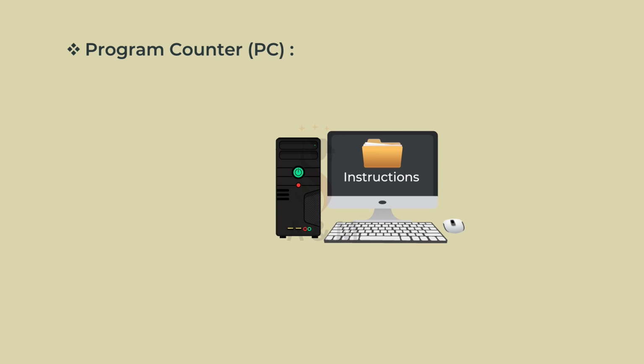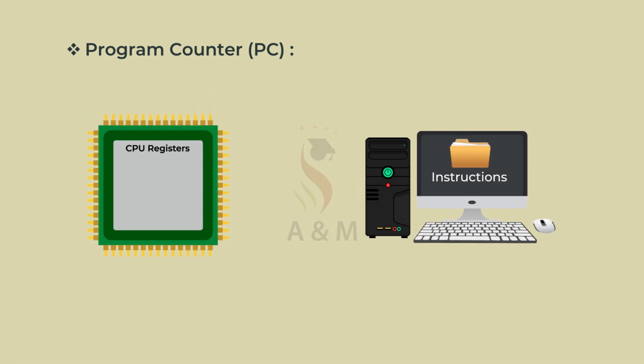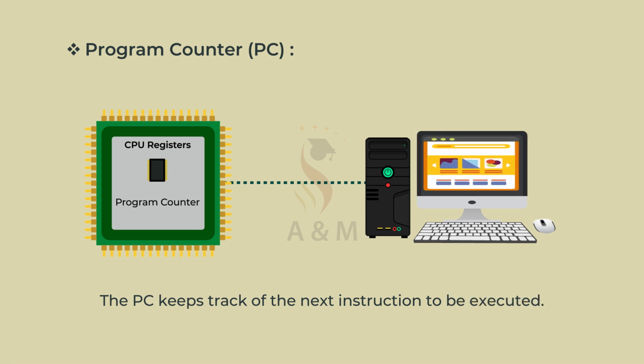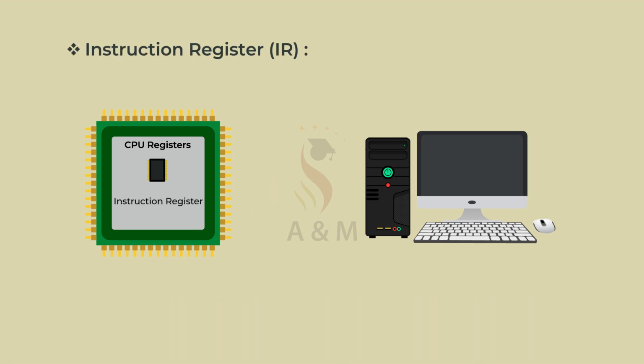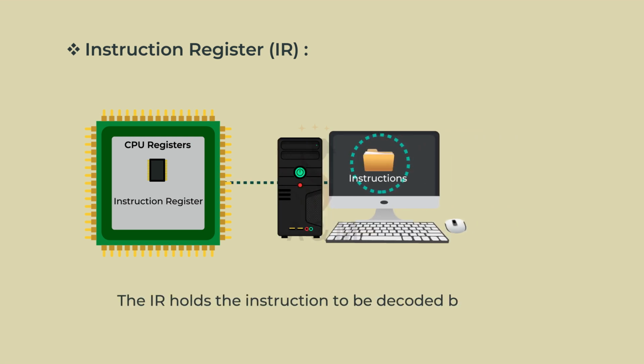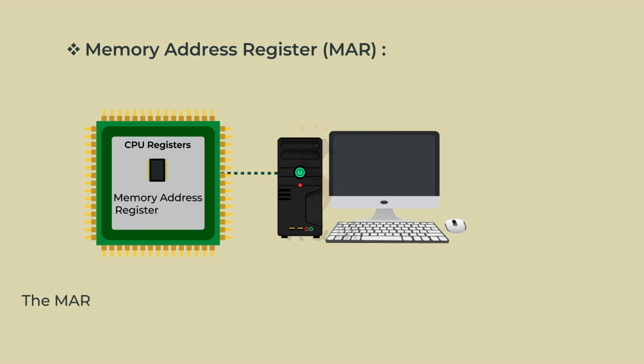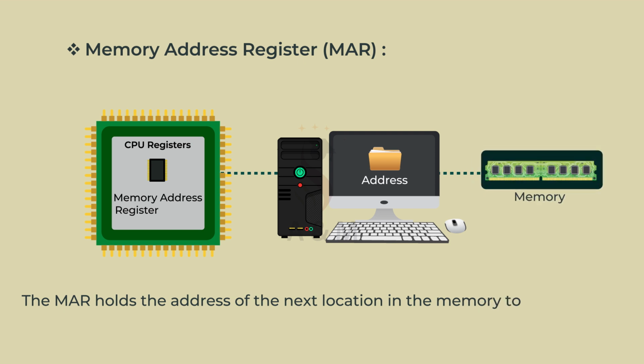Some of the important registers used in CPU are: first, program counter, that is PC. The PC keeps track of the next instructions to be executed. Second, instruction register, that is IR. The IR holds the instructions to be decoded by the CU. Third, memory address register, that is MAR. The MAR holds the address of the next location in the memory to be accessed.